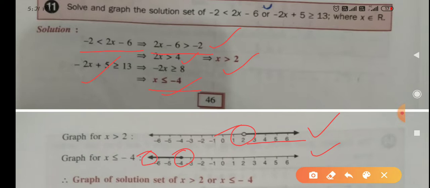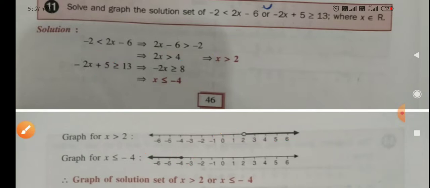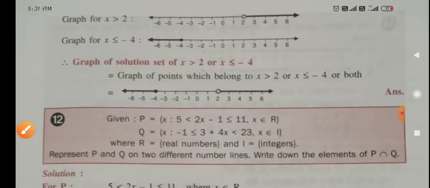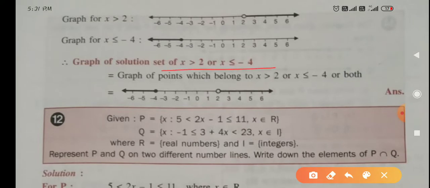Now I told you the word "or" is given. Due to this "or", you have to combine both solution sets and make one common line. So you see, after combining, x is greater than 2 or x is less than or equal to minus 4, both portions come together and this is the number line. You can see here on one number line you can show both the solution sets.